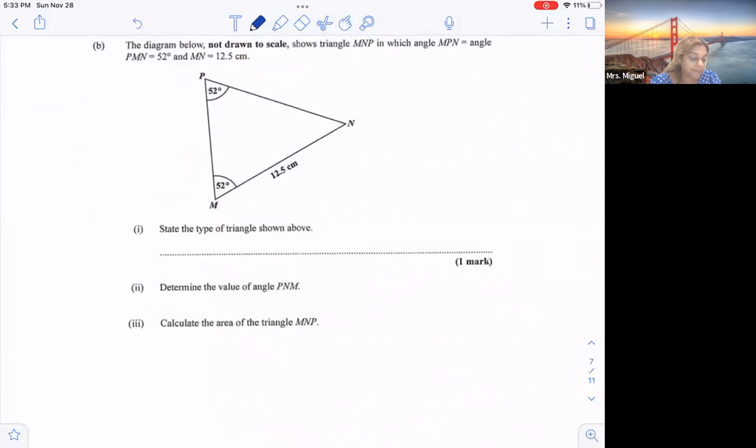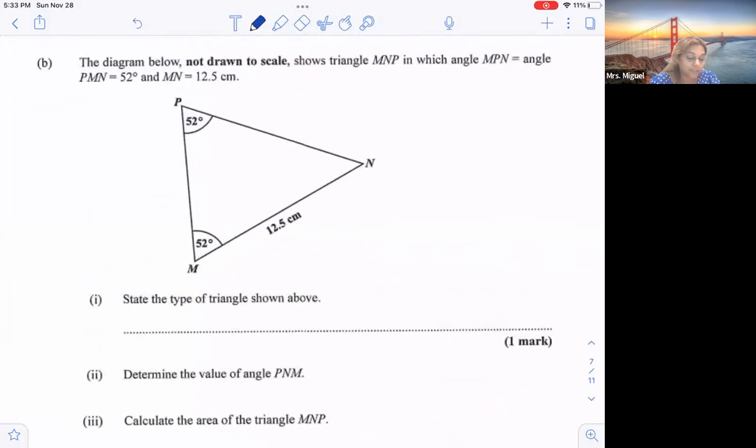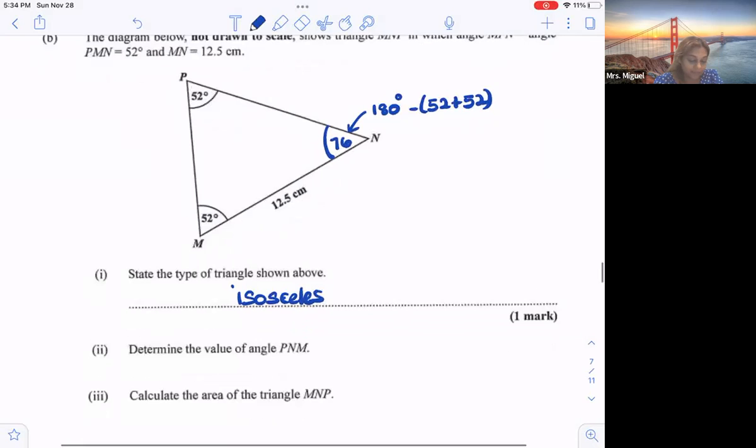All right, let's go. The diagram below, not drawn to scale, shows a triangle MNP in which the angle MPN is equal to the angle PMN, which is 52 degrees. State the type of triangle. Well, if we have two angles that are the same, the type of triangle is none other than isosceles. So we are supposed to be able to get it. Determine the value of n. Well, the sum of angles in a triangle is 180. So this angle here would be 180 minus 52 minus 52. Here is supposed to be 76. So that's not supposed to give you any trouble.